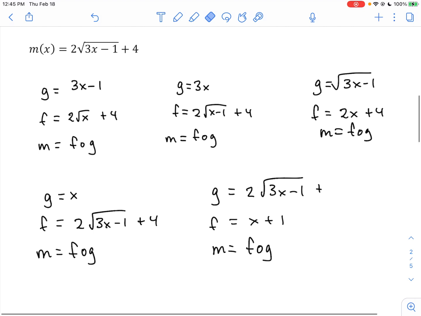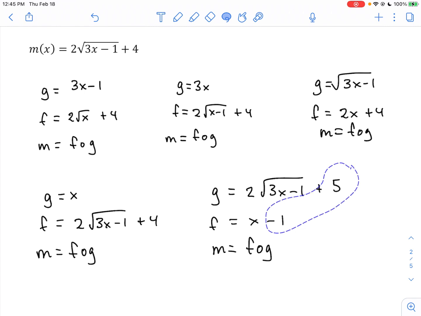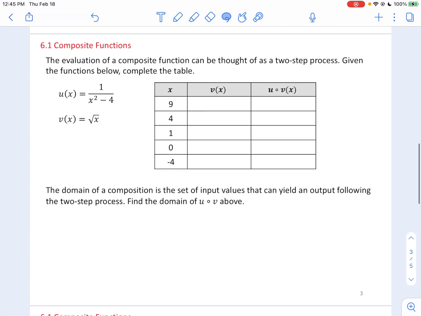I could, instead of saying 3 there, put a 5, in which case I want this to be a minus 1, so that the 4 comes out correctly. And so there's really infinitely many options just right here, playing with these constants. Okay, let's go to the next slide.